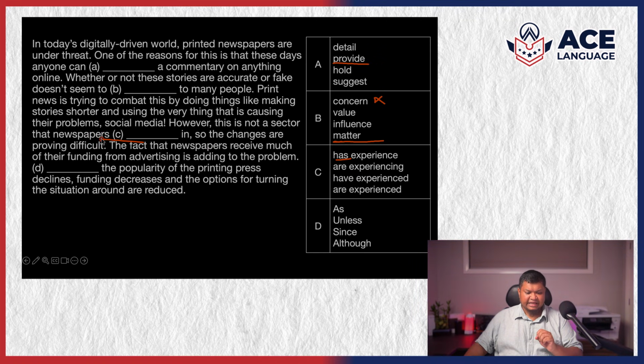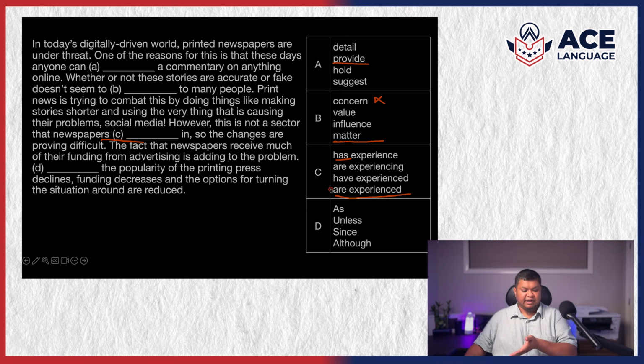And more importantly, this is not an active voice. This is a passive voice, right? So have experienced in, again, after have experienced, in doesn't really fit there. Here, the answer is are experienced in. Newspapers are experienced in, right? Grammatically, has experienced doesn't make sense. Are experiencing doesn't make sense. Have experienced, even though it makes sense, but with that, I cannot really use in afterwards. So my answer here is are experienced in.